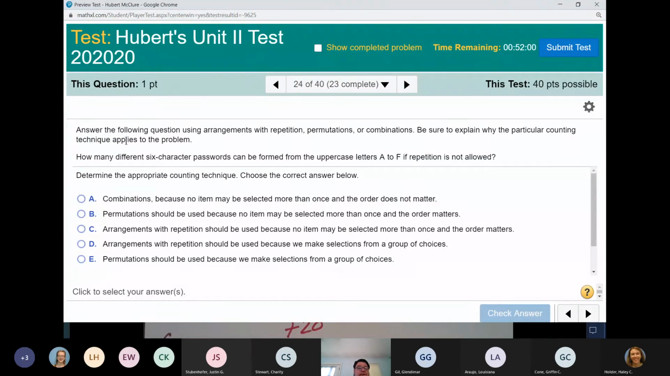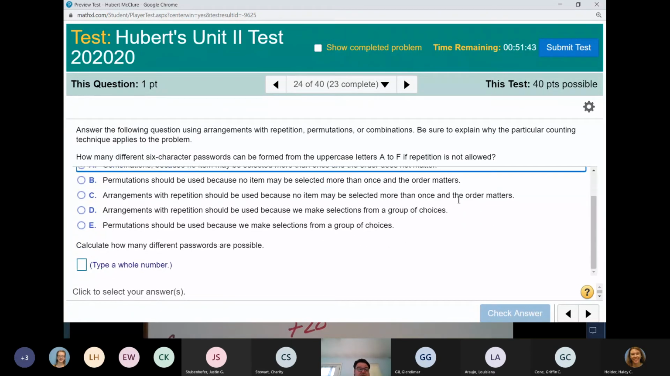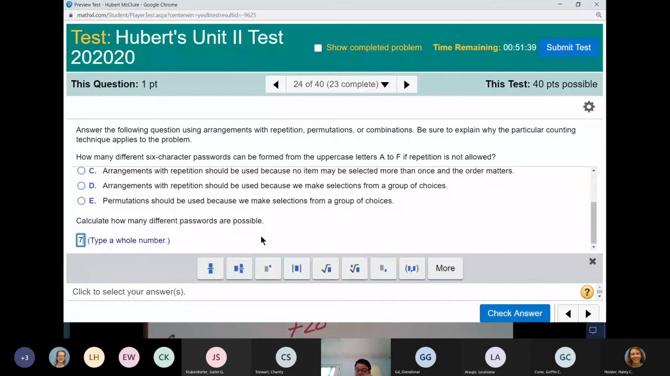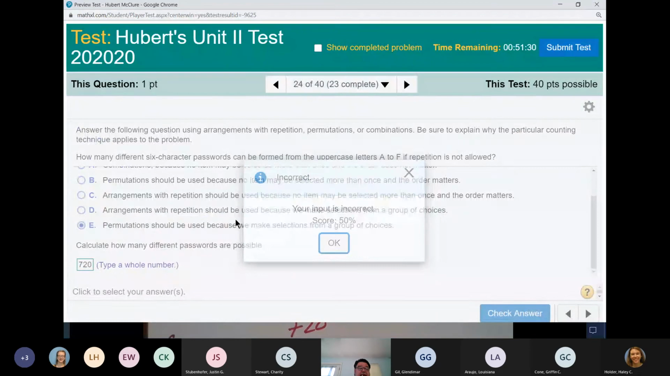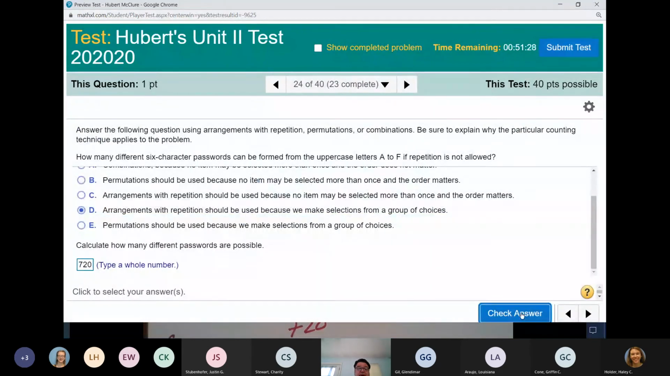Does it say order matters up here? I don't see it. So I guess it would be combination. I don't like this question. I thought it would be 720, but I'm not sure now. Yeah, 50% right. Evidently, I got the answer right. I just don't know what they're talking about.